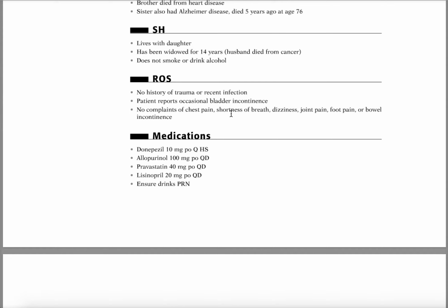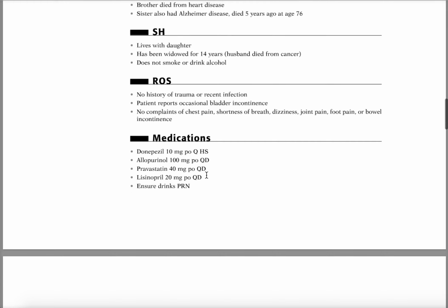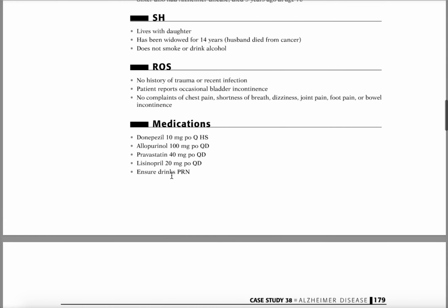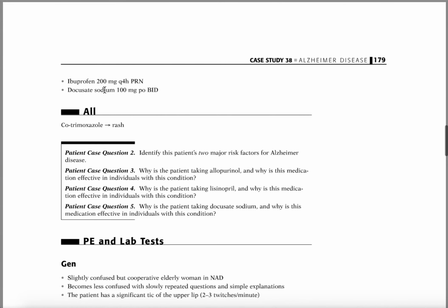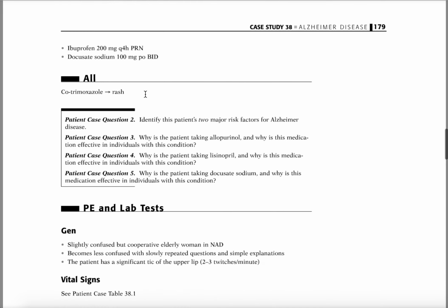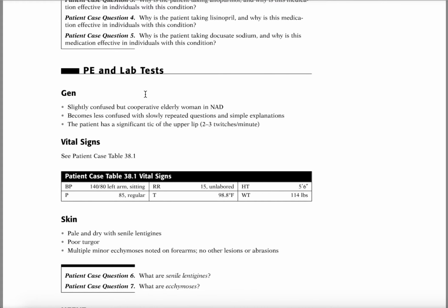And then meds. So donepezil, Aricept, for her Alzheimer's, right, for memory. Allopurinol for the gout. Pravastatin is your HMG-CoA reductase inhibitor, so that one's for your cholesterol. Lisinopril is your ACE inhibitor. That's for the hypertension that she has, right? And then Ensure is for dietary intake needs. Ibuprofen, pain meds, docusate sodium for constipation. And let's move on. Let's make this quick.